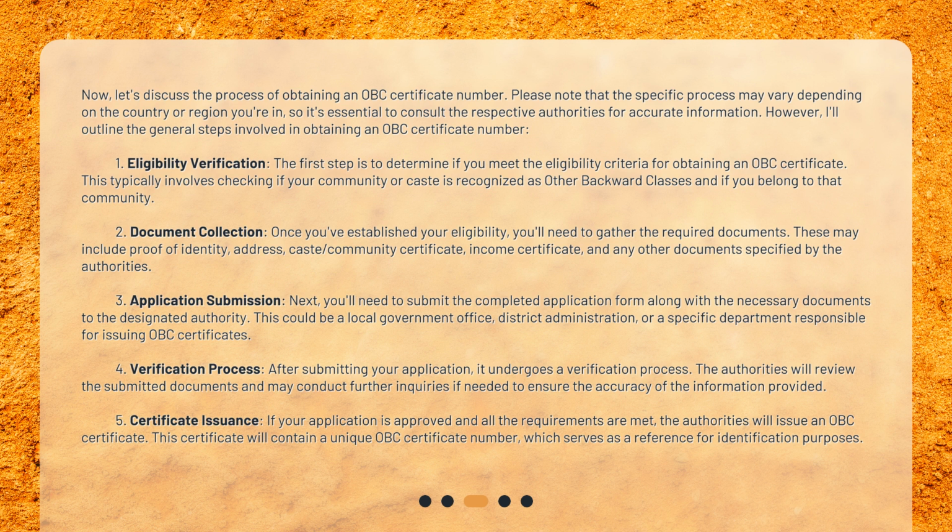5. Certificate issuance. If your application is approved and all the requirements are met, the authorities will issue an OBC certificate. This certificate will contain a unique OBC certificate number, which serves as a reference for identification purposes.